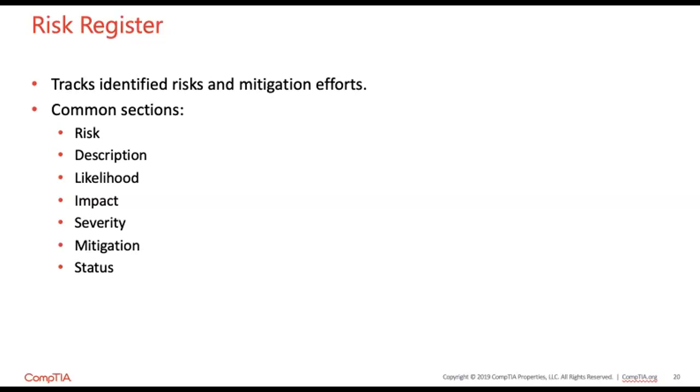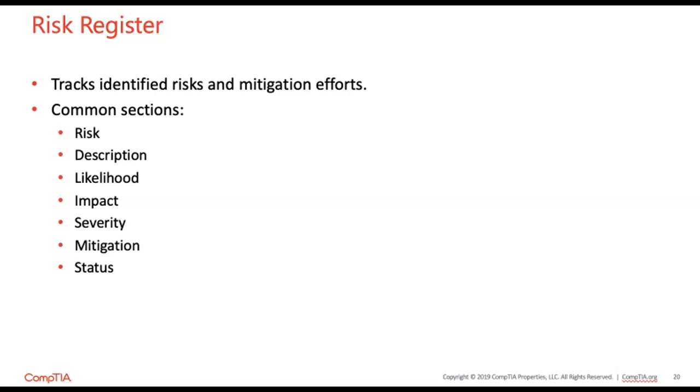So it is an evolving document that is constantly updated, especially when new risks are identified, as well as existing ones that are currently being resolved. And as you can see, the common sections that exist within a risk register is risk. That's when you're writing the potential event or situation that may cause harm to your organization. Then description, which is a detailed explanation or context about the risk. Then you have the likelihood, which is the probability of the risk reoccurring.